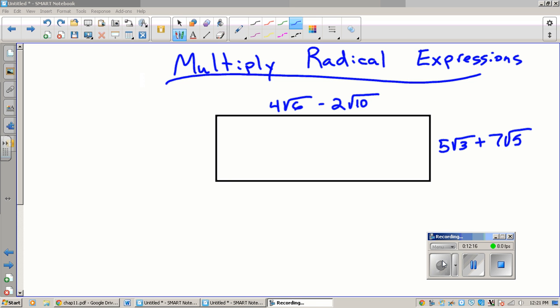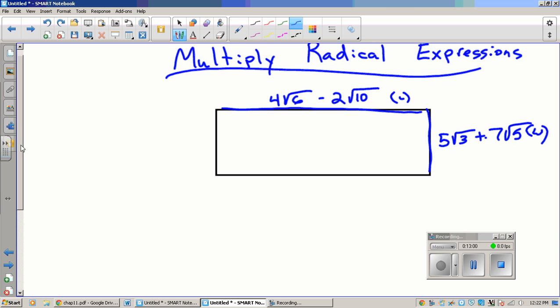Our final example for today's lesson is I want you to understand how to multiply radical expressions. So if you were asked to give the area of a rectangle that had the length of 4 radical 6 minus 2 radical 10, and the height of 5 radical 3 plus 7 radical 5, or length and width, I don't care which one you call it, we'll call this length, and this our width. If we had that, and you were asked to find the area, you could simply multiply this side times this side.